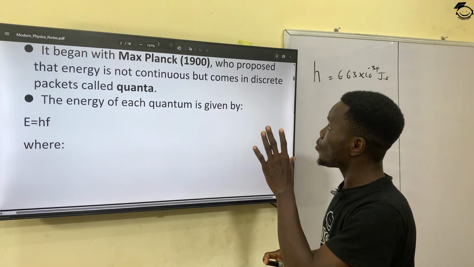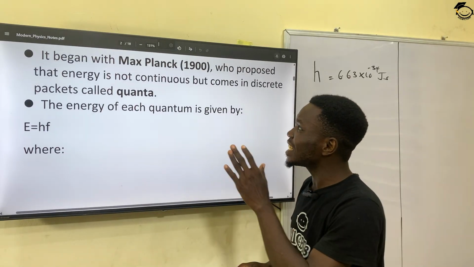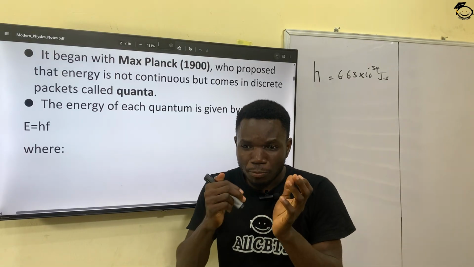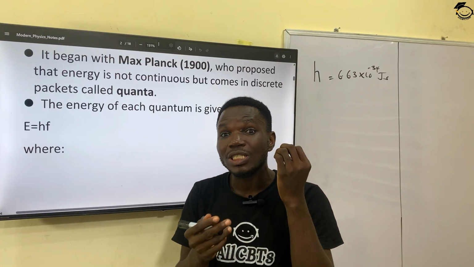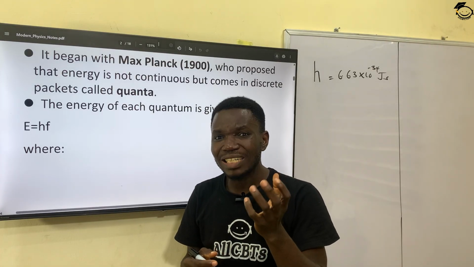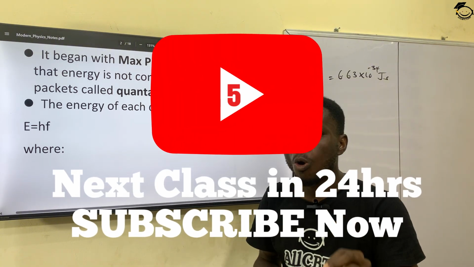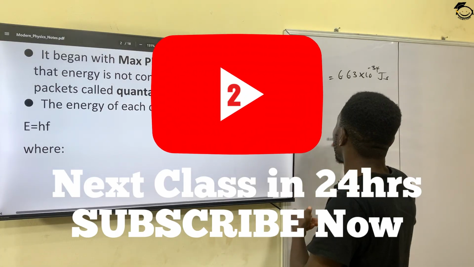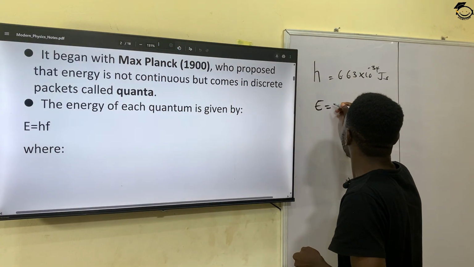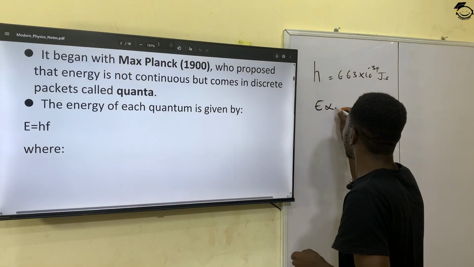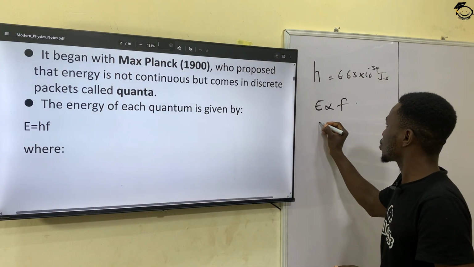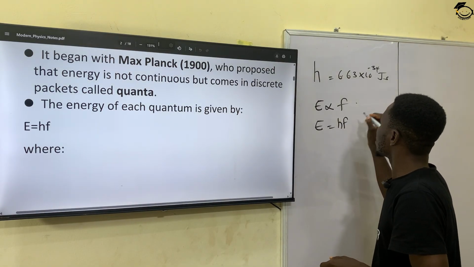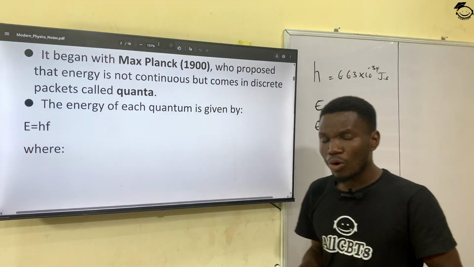Max Planck said that energy is not continuous, but comes in discrete packets, and these forms in which energy is found, according to Max Planck, are what we call quanta. He brought about a formula saying that energy has a direct relationship with frequency. When we introduce a constant, energy is equal to Planck's constant times the frequency, E = hf.